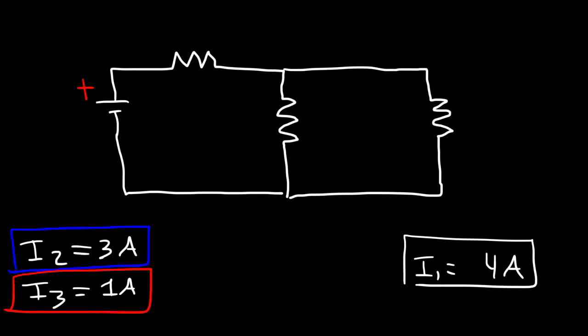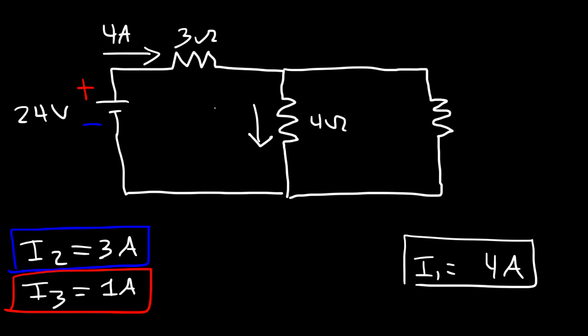So that's the positive terminal. This is the negative terminal. And this is 24 volts. This was 3 ohms, and we have a current I1 flowing through it. So that's a current of 4 amps. And then this resistor is 4 ohms, and I2 is flowing through that. So I2 is 3 amps. And then this resistor is 12 ohms, and I3 was flowing through that, which is a current of 1 amp.